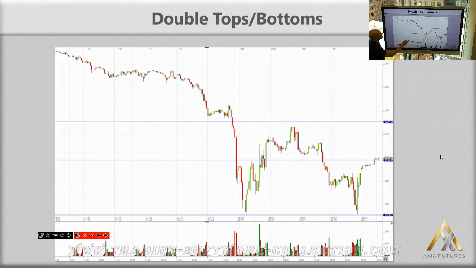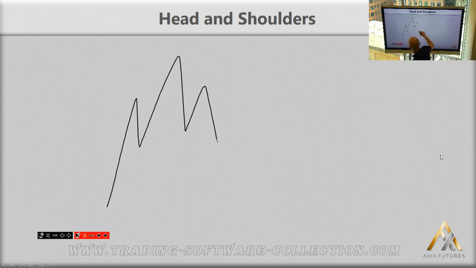All right, head and shoulders, probably the most well-known pattern that everyone's heard of. I like a head and shoulders because I think of all of them, this does actually have quite a lot of logic to it. In that head and shoulders pattern, you go up, down, down.